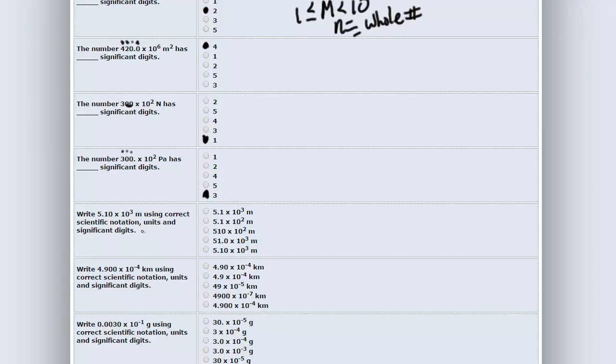Now we have to write using the correct scientific notation, make sure we have the right units and the right number of significant digits. So we've got a lot of work for this one. 5.10 times 10 to the third. Well, this number fits the definition of scientific notation just as it is, and notice it has 1, 2, 3 significant digits. Therefore, my answer has to have 3 significant digits: 5.10 times 10 to the third, and units of meters, because that's the unit. So notice that these others, just 5.1 times 10 to the third, this number only has 2 significant digits, but this number has 3. So that one, even though it's close, doesn't have the same meaning as this one.